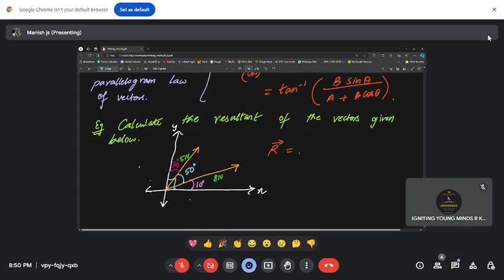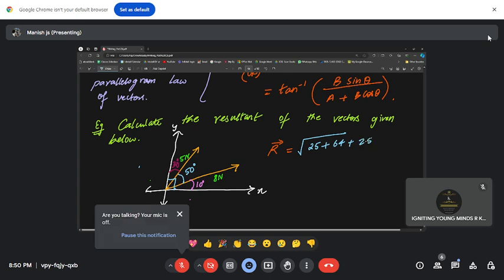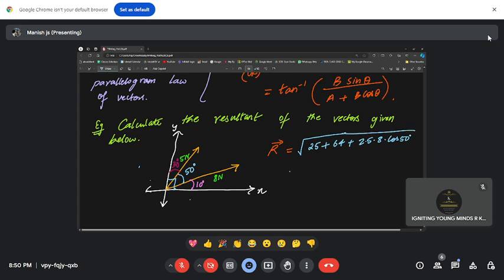So vector r is given by the under root of 5 squared, which is 25, plus 8 squared, 64, plus 2 times 5 times 8, 2ab cos theta. It's of that form, right? So 2 times 5 times 8 times cos 50 degrees. That's it, and you need to simplify it. Once you simplify it, you will get the particular answer for the resultant.